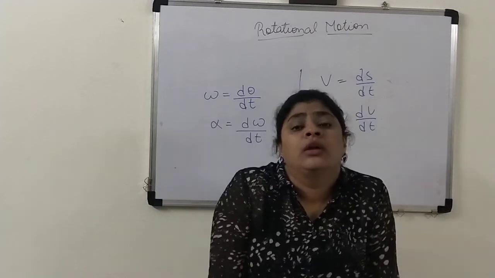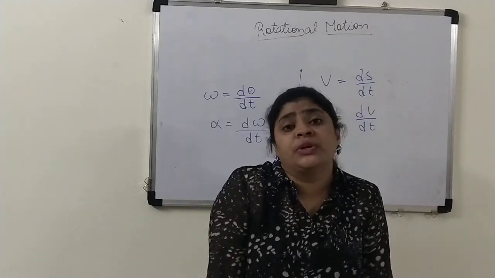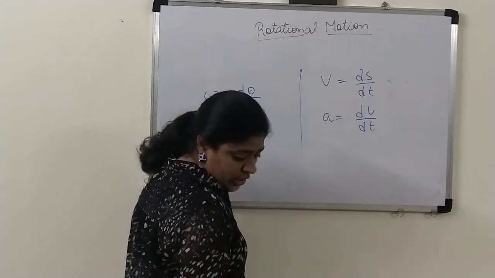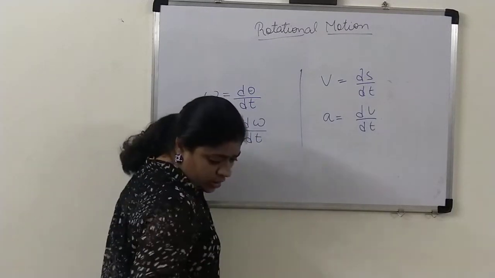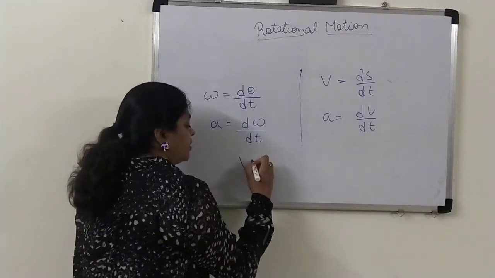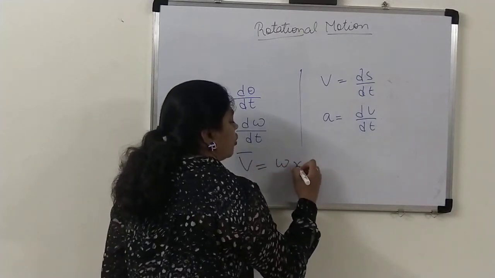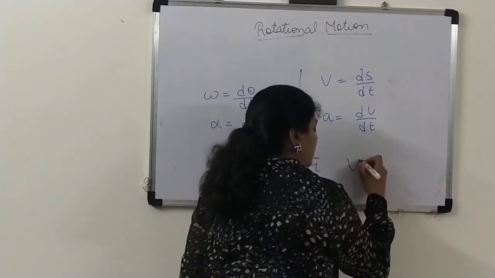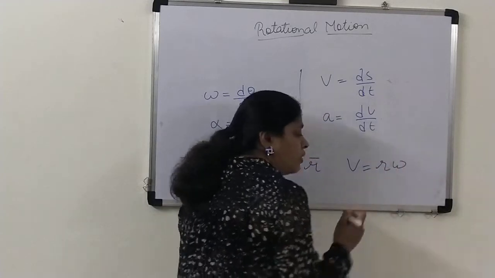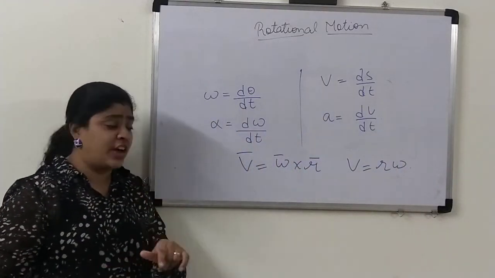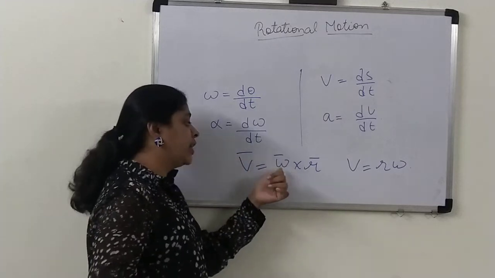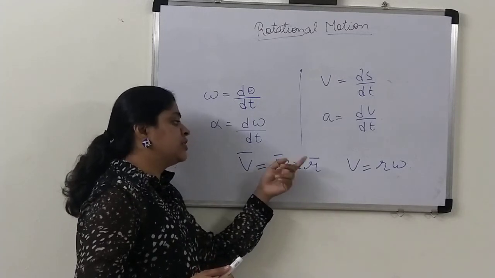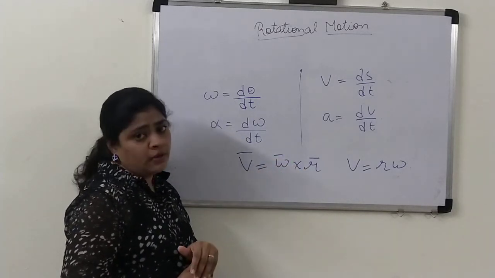Now coming to the next point, that is the relationship between linear and angular velocity. Your linear and angular velocity are related as: vector v is equal to omega cross r, or if it's a scalar then v is equal to r omega. But when you have to define it in vector form, then you have to write omega cross r. That is, your velocity is dependent on the radius, right?